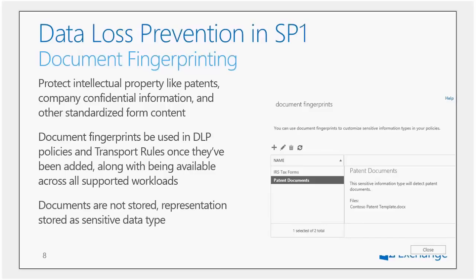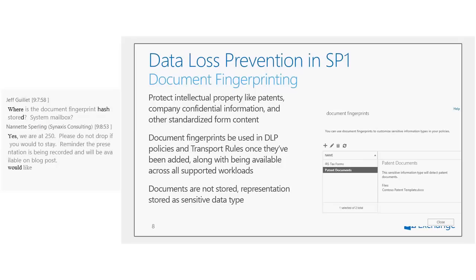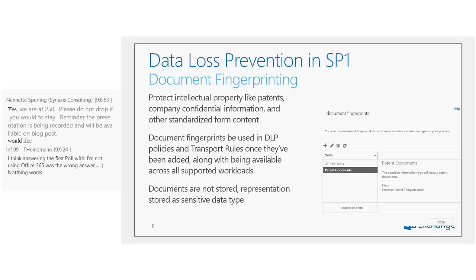The outcome of this is that I can take that patent document or patent template and use it as a sensitive data type. And I can create a rule that says, anytime anyone has an attachment that looks like or appears to be a derivative of that form, let's invoke a policy tip and invoke the different actions, whether it be block or allowing you to override, and take those data loss prevention activities.